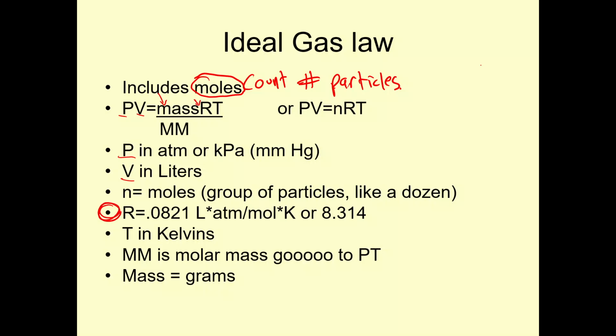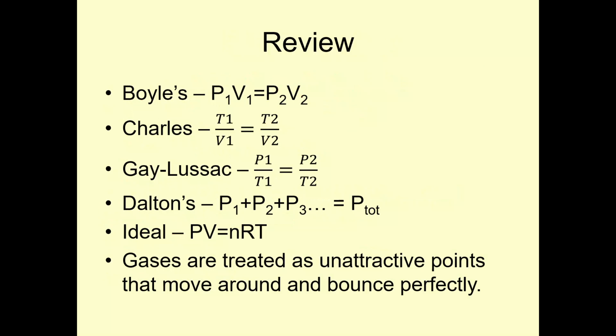It's kind of like pi. It'll be given to you right on the board. We're going to use 0.0821 liters atmospheres per mole Kelvin. Okay? And our pressure is going to be in atmospheres. Our volume is going to be in liters. That's going to be either moles, see this n is moles, or we can use mass and molar mass. And molar masses go to the periodic table, and masses in grams.